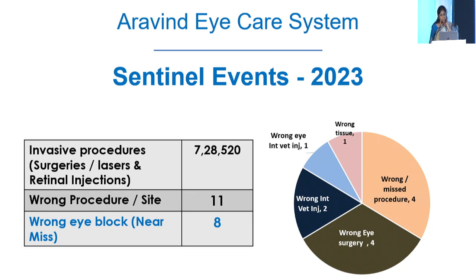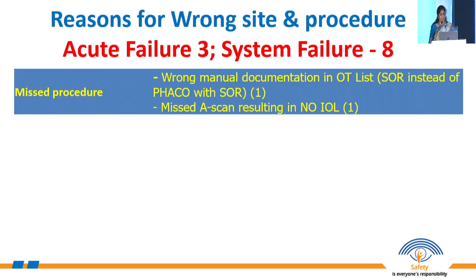So, towards the end, just to look at the Aravind Eye Care System, we have had about 11 wrong procedures, wrong site. This is all inclusive: wrong injections, wrong laser, wrong site. This is out of 728,000 procedures done amongst our 14 surgical centers. And we have had 8 situations where we had a near miss, that is, the wrong eye was blocked. And these are the reasons why. Of the 11 situations, 3 were acute failure, and in 8 cases, there was system failure.